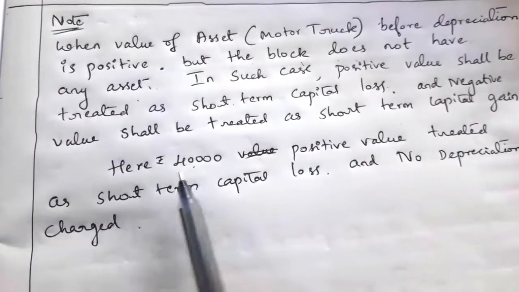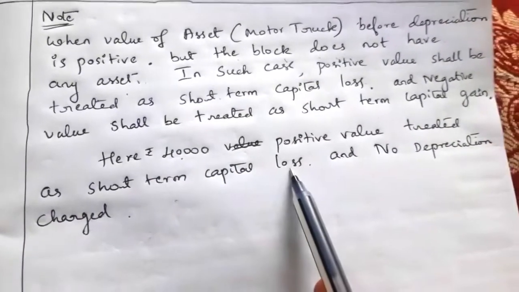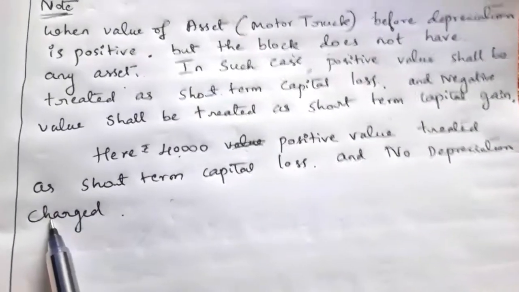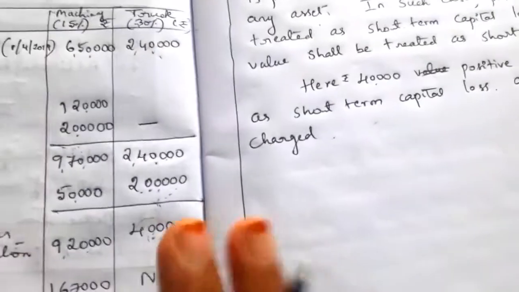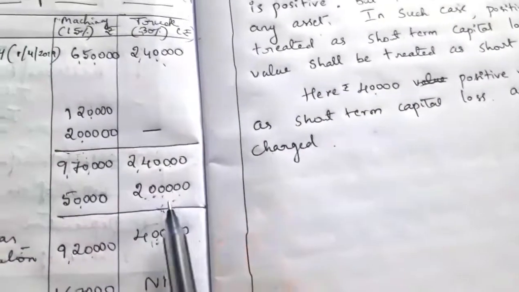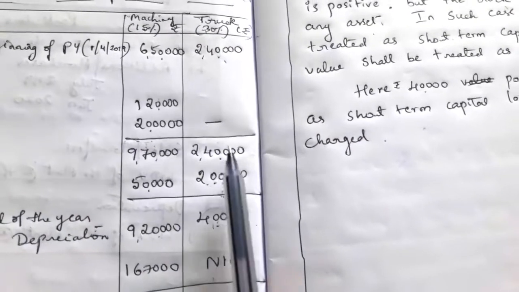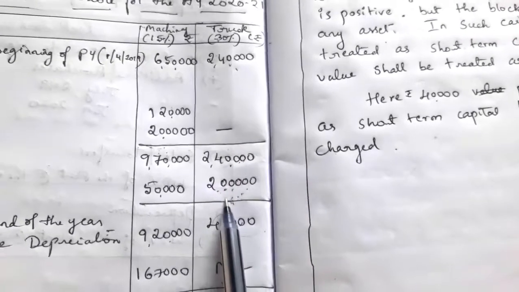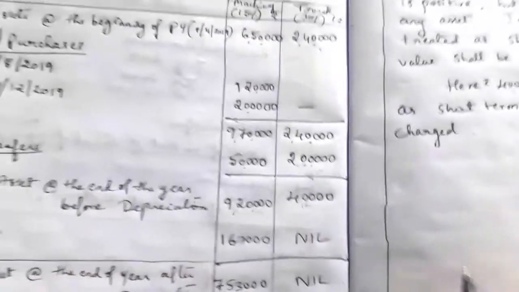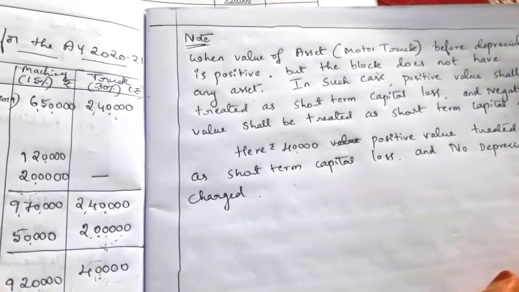So here in this illustration, we got a positive value of 40,000. It is treated as a short-term capital loss and no depreciation shall be charged here. We can't charge depreciation because there is no asset left. We had only one truck and that is also sold for 2 lakh rupees, and the 40,000 we got is a loss for us. Actual value is more, but we sold for 2 lakh, less value. So 40,000 will be the short-term capital loss. So this is about the motor truck treatment. I hope you understood this illustration.